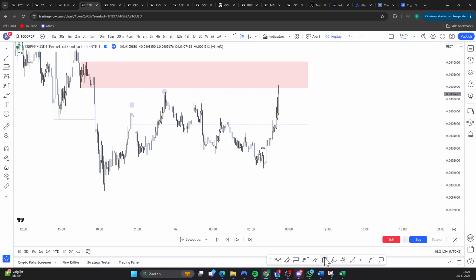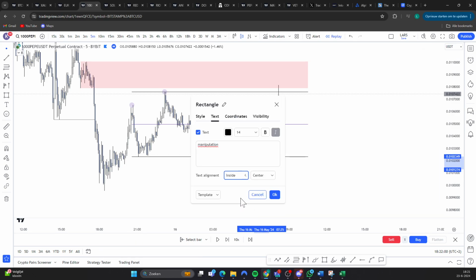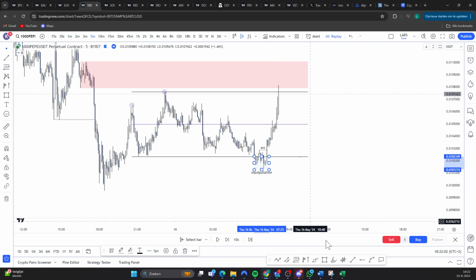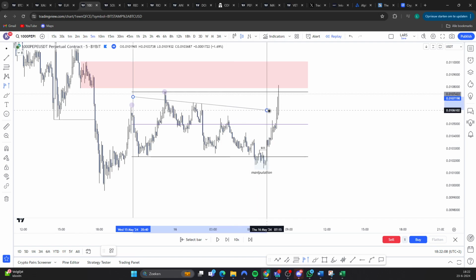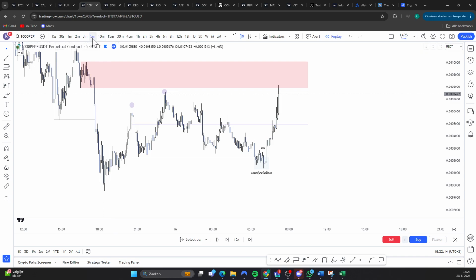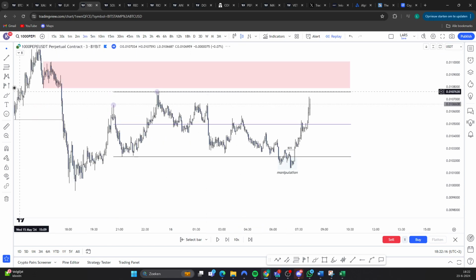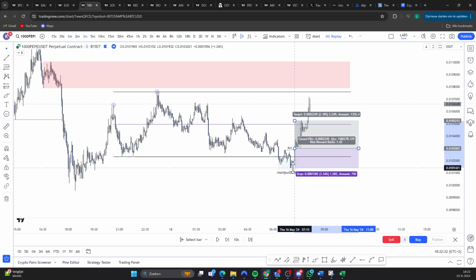But we do have a range deviation here. We did have that manipulation. And then we had a very aggressive move back inside the range. And a requirement for range deviations is that break back inside the volume profile, which we did have. So that will mean this is your trade on the break. Stop below the low.